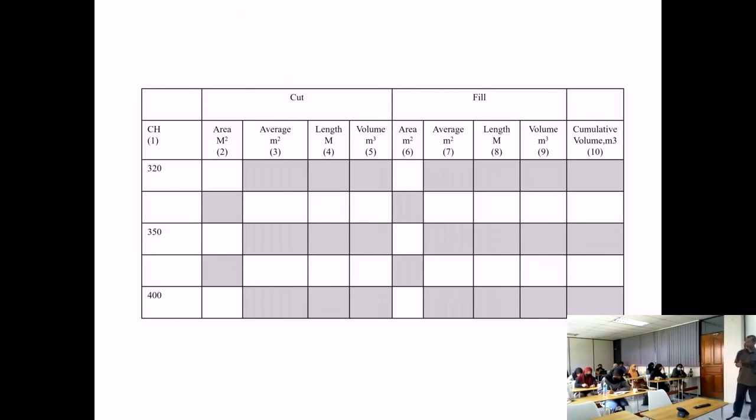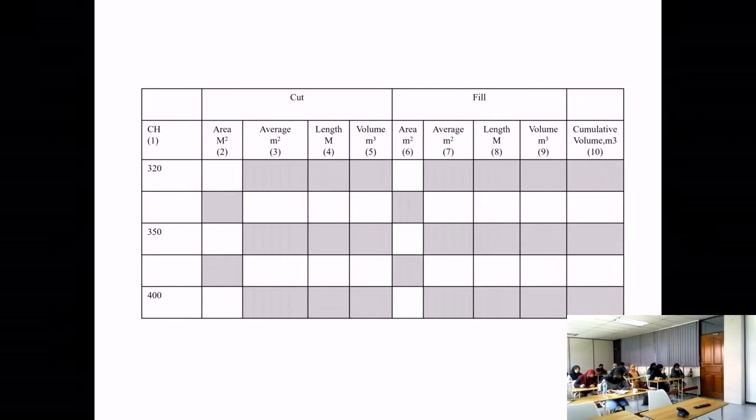Same thing over here, 350 and 400. It has got its own respective area at 400 and 350, and you get the average here, and then you multiply by length and you get the volume. Okay. At the end here, you have what we call cumulative volume. For example, over here, from here to there, I need 100 meter cube. Then the next one, 150. So cumulative from over here to the end is 250. Right? 100 plus 150. That's cumulative volume.